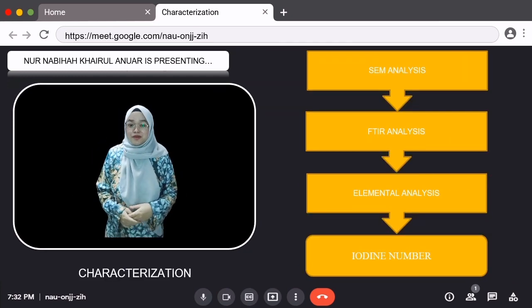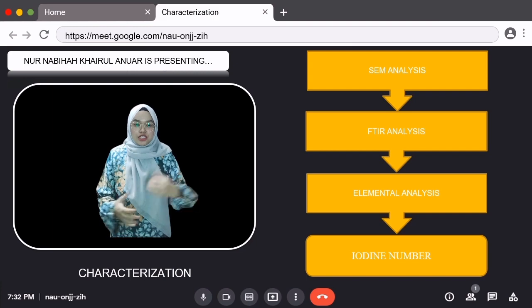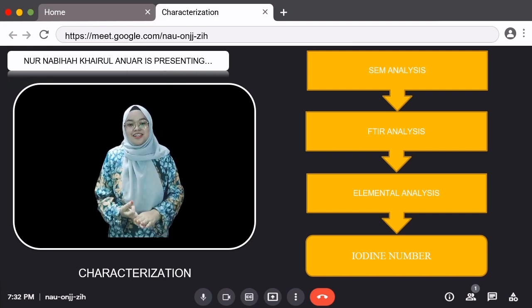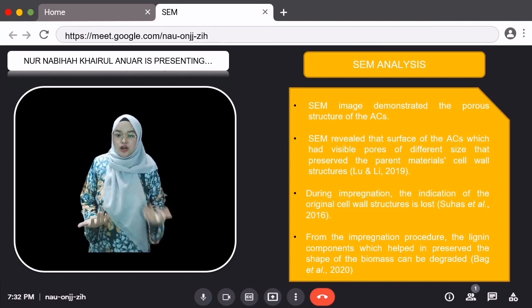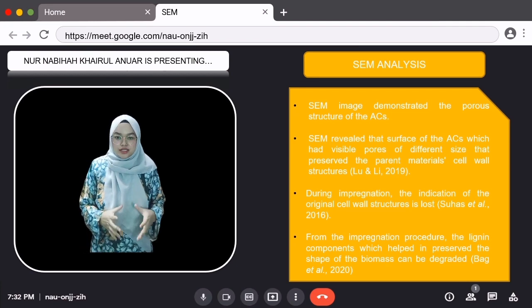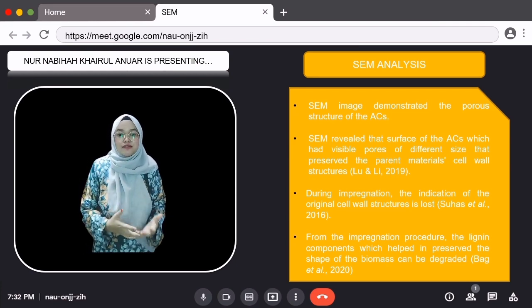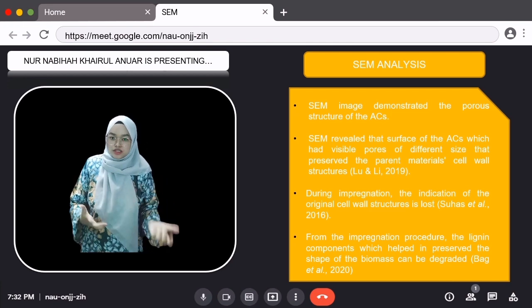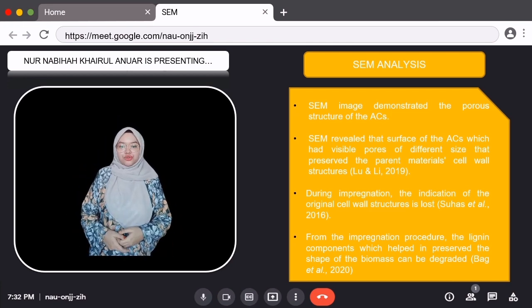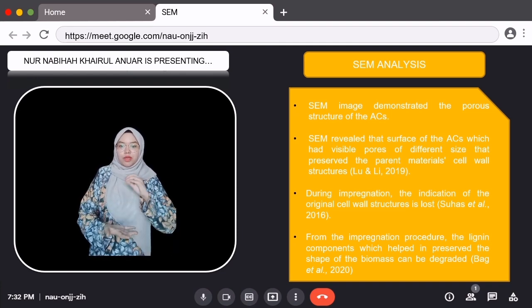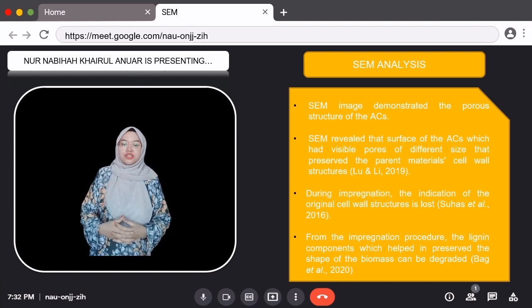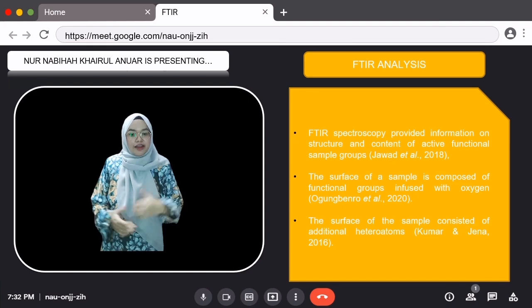The effects of parameters on the precursor are reviewed by characterizing them with SEM analysis, FTIR analysis, elemental analysis, and iodine number. SEM analysis. SEM images demonstrated the porous structure of the ACs. SEM revealed that the surface of the ACs had visible pores of different sizes that preserve the parent material's cell wall structure. However, during impregnation, the indication of the original cell wall structure is lost, as the AC lacks a characteristic wall structure. From the impregnation procedure, the lignin component, which helps in the precise shape of the biomass, can be degraded, making the porous structure non-characteristic.